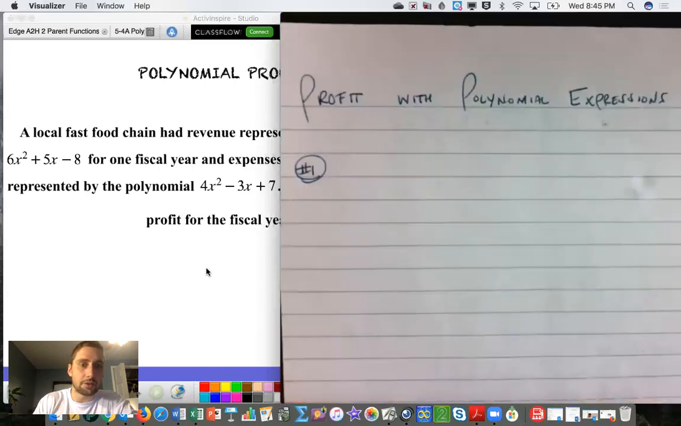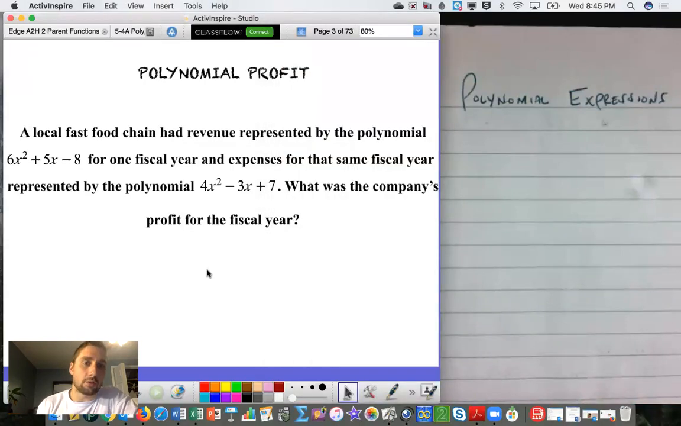Here's our first example. A local fast food chain had revenue represented by the polynomial 6x squared plus 5x minus 8 for one fiscal year, and expenses for that same fiscal year represented by the polynomial 4x squared minus 3x plus 7. What was the company's profit for the fiscal year?